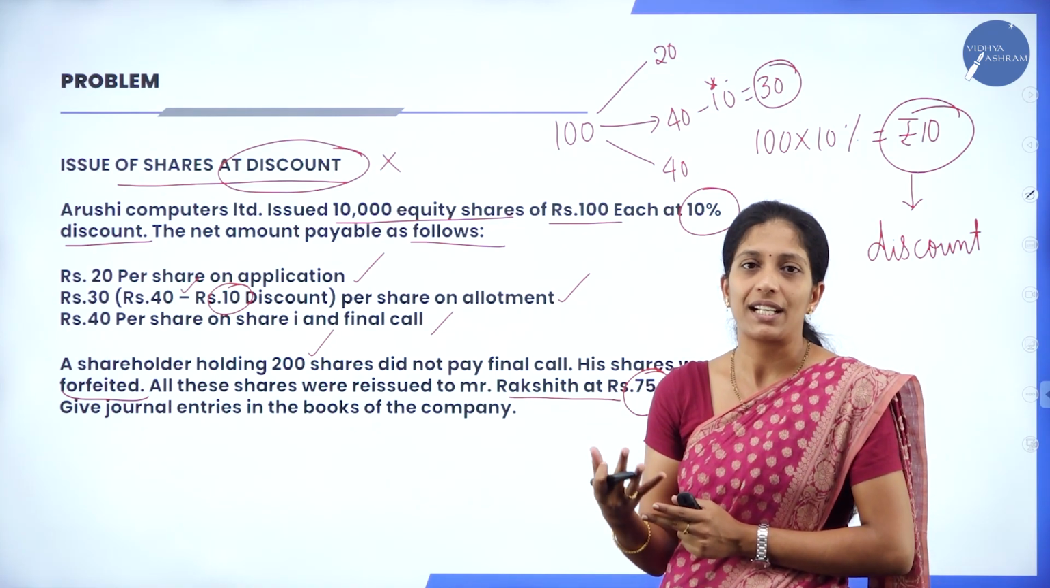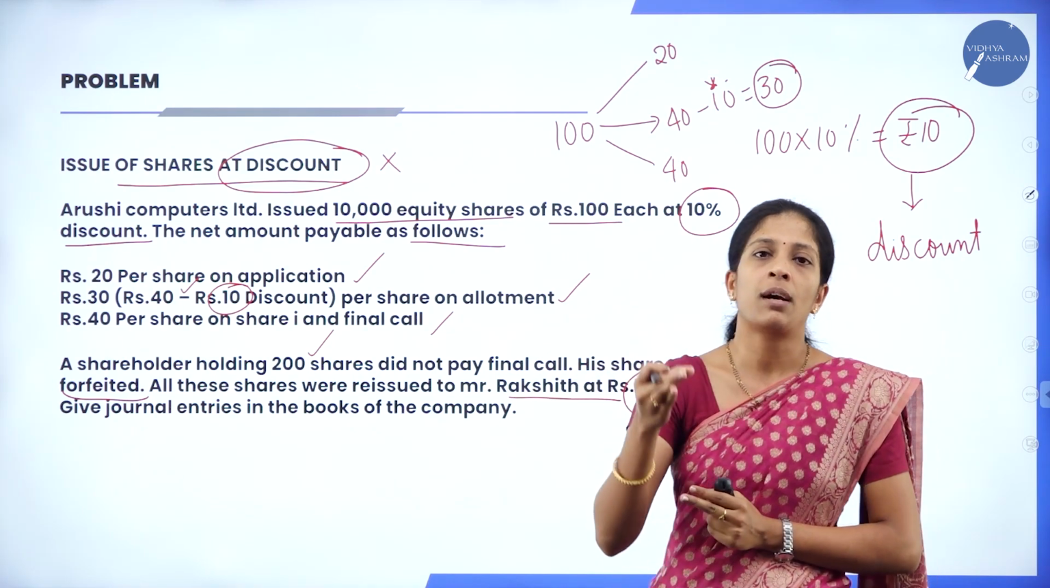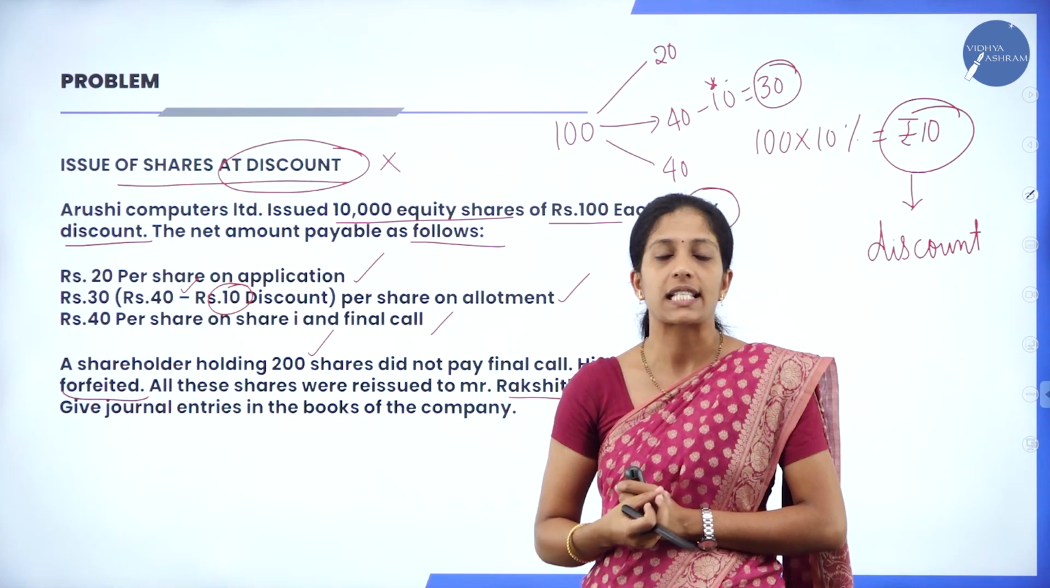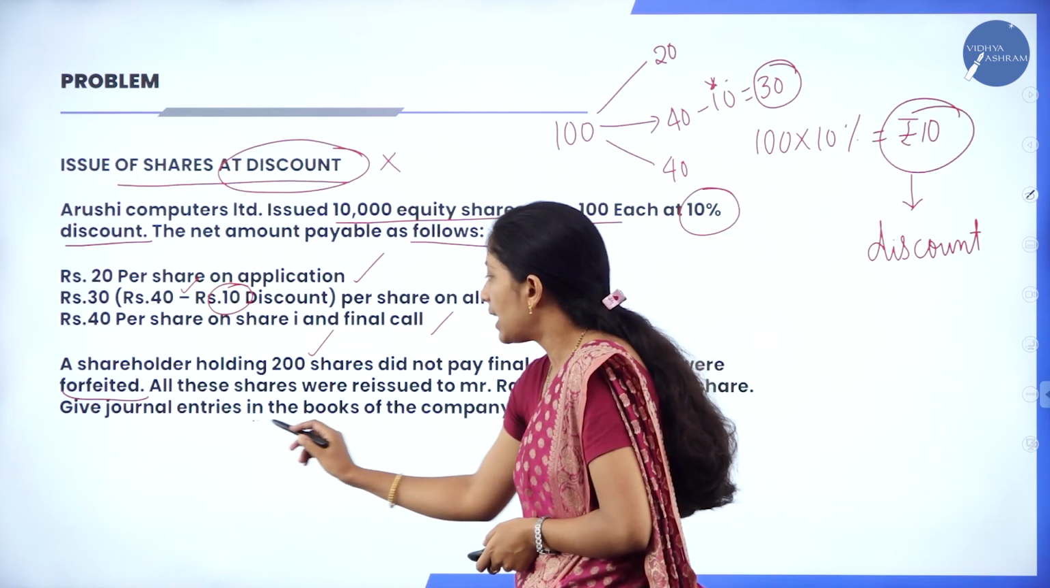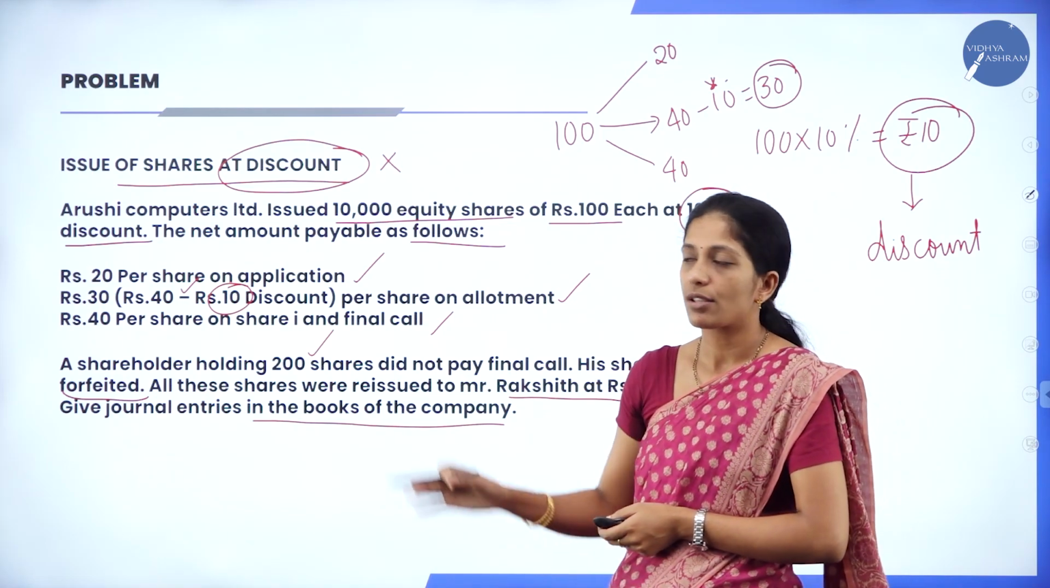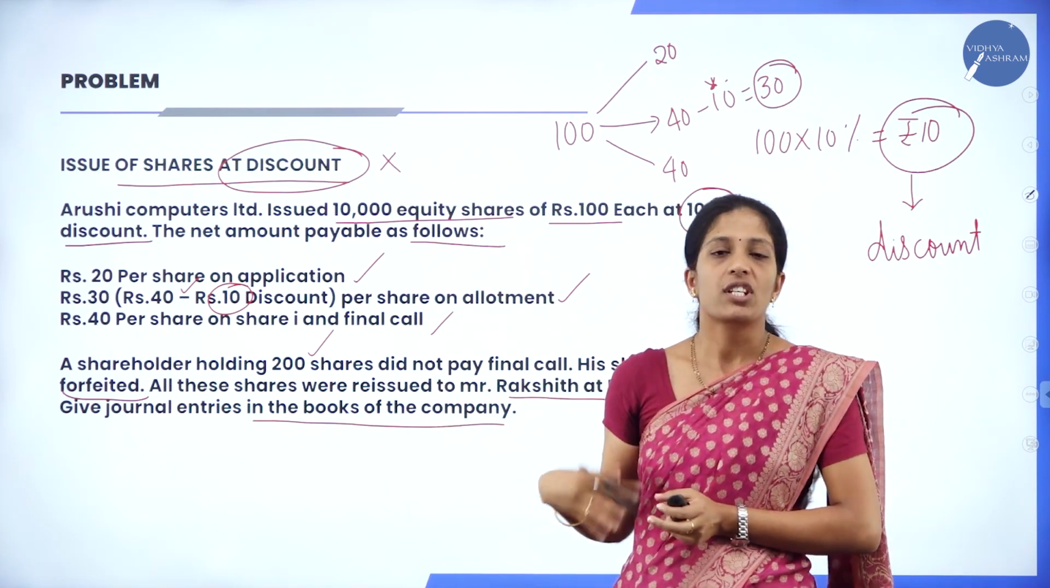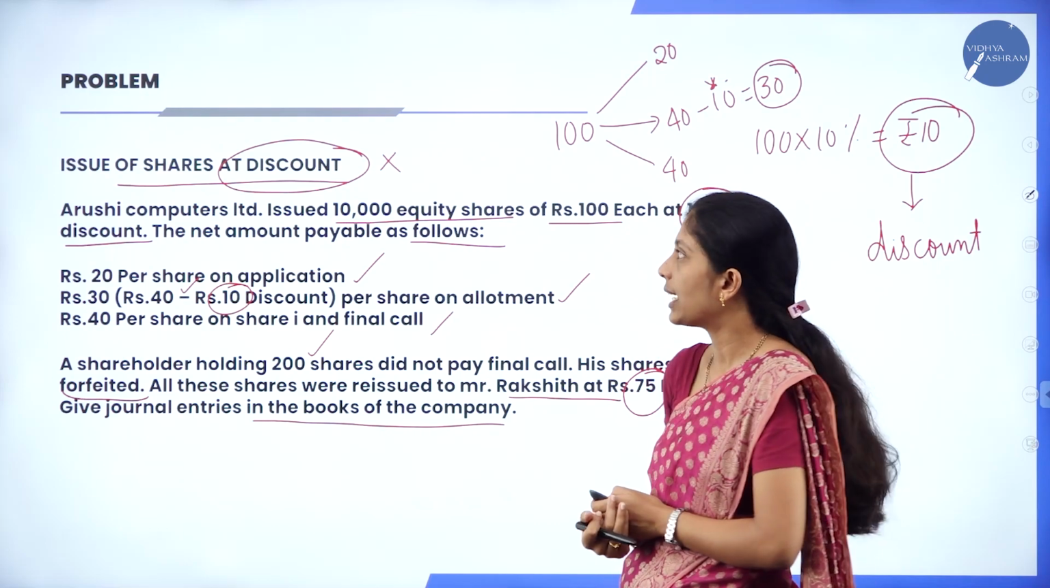So reissuing can be done at discount, but normally the company will not issue shares at a discount unless it is sweat equity shares. Give journal entries in the books of company. So hope you are clear with the problem. We shall directly go through the solution here.